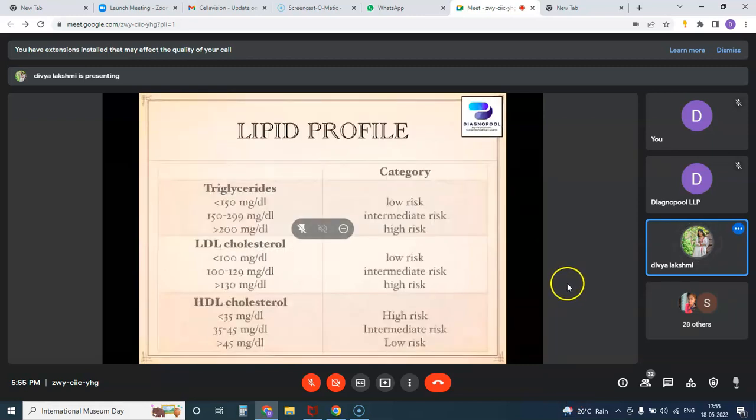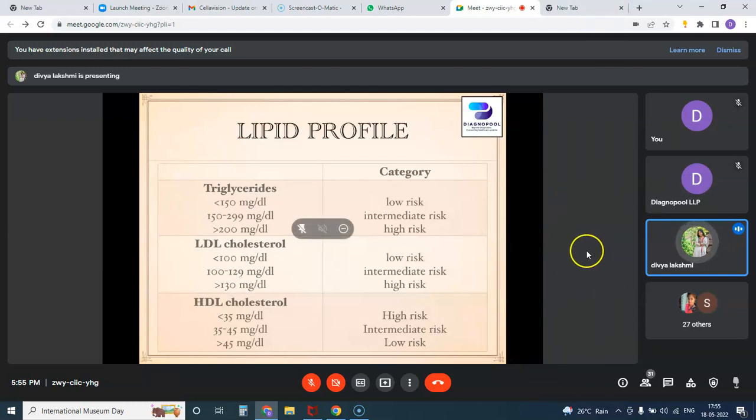The last is that all diabetics should be screened with a lipid profile. Fasting lipid profile is very important. Depending upon the levels, if the triglyceride level is less than 150, they come in the low risk. If it is 150 to 300, it comes in the intermediate risk. More than 300, it comes in the high risk category.